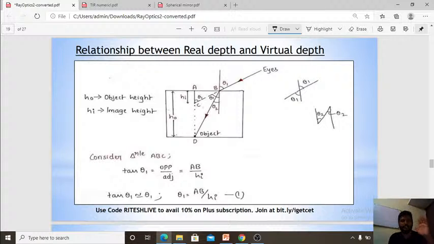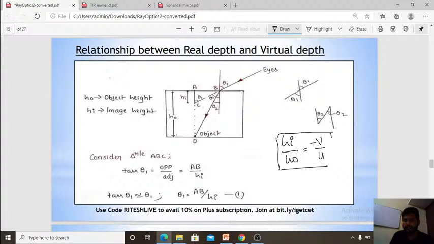Already we got a relationship with image height and object height, right? So object height and image height. What is the equation, my dear? That is nothing but h I over h naught is equal to minus v over u. So this is the equation we derived already. But now the equation is, you need to find out the real depth and virtual depth. This is different. This is in the refraction unit. That one is in the reflection concept. Don't make any confusion. Hope you understood.